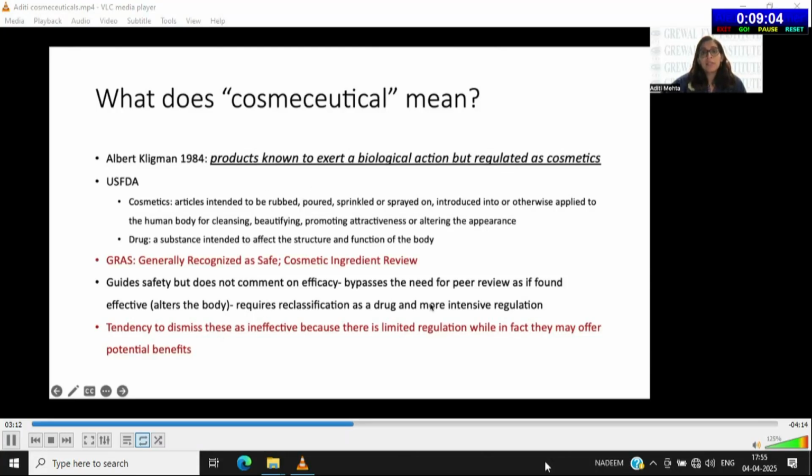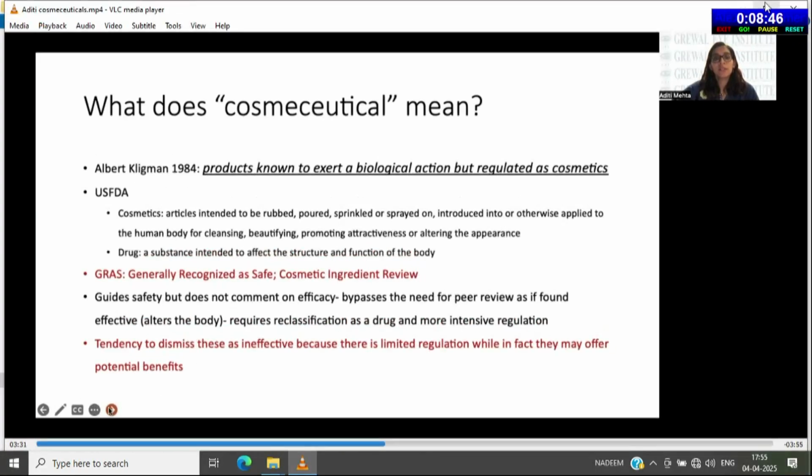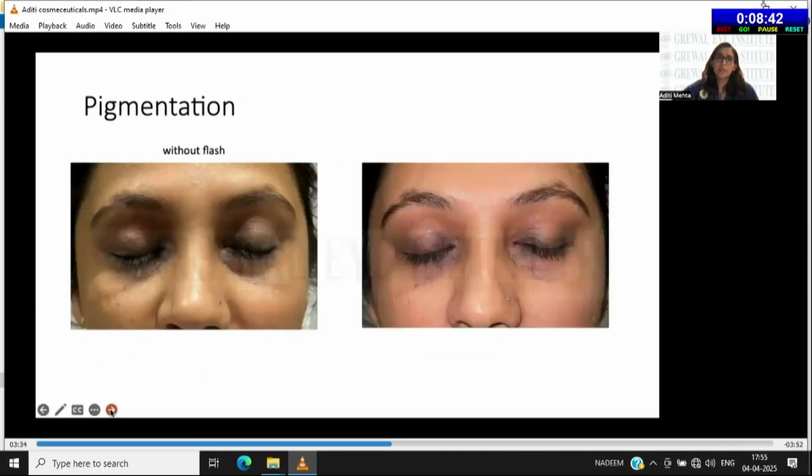Because the trials are not really done for them, there's a tendency to dismiss these as ineffective as the regulation is limited, but actually they may have a lot of potential benefits, they're just not studied. So we have to rely a lot on clinical data as well as the data provided by the manufacturers as to how efficacious they can be, and also delve into them, see your own experience.